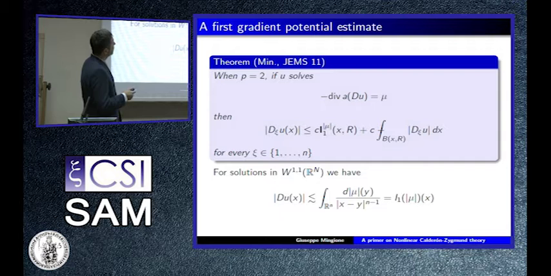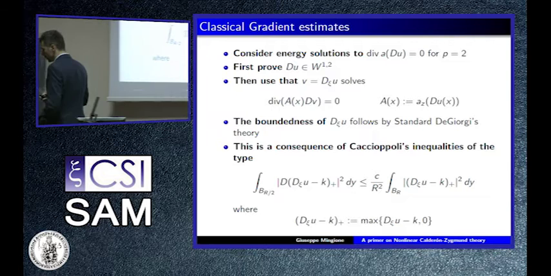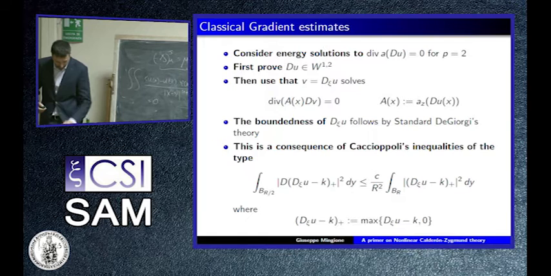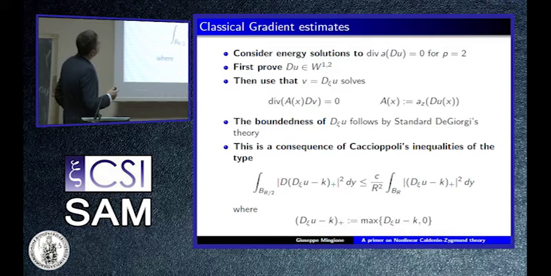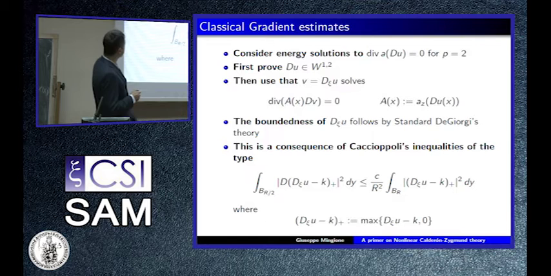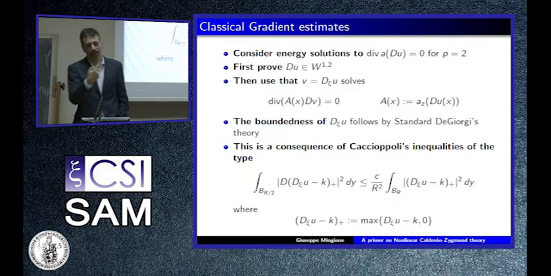When mu is equal to 0, you first prove that you can differentiate the solution. So the solution is not only in W12, but the solution is in W1. And then you differentiate the equation, and you discover that every component of the gradient is a solution of a linear equation. And the linear equation has measurable coefficients because it incorporates the gradient, which is a priori unknown to be continuous. It is eventually continuous. This is really the core of the standard De Giorgi theory.